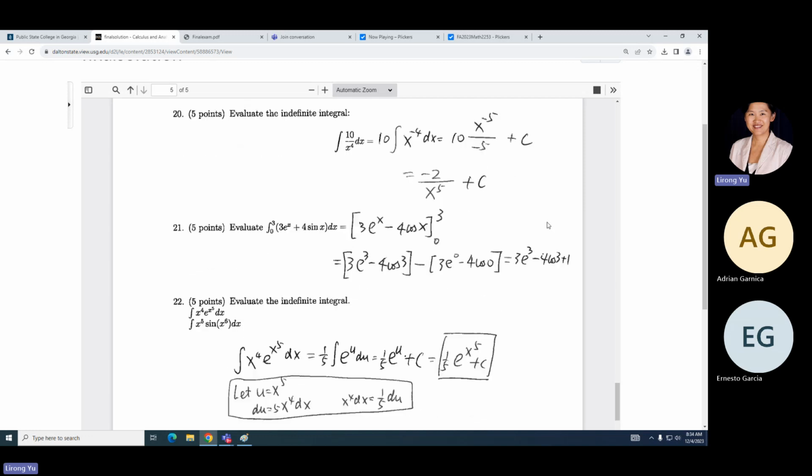I put some integration questions here. I didn't put the fundamental theorem of calculus here. You can see whenever you are integrating a definite integral, you are applying the fundamental theorem of calculus part 2.